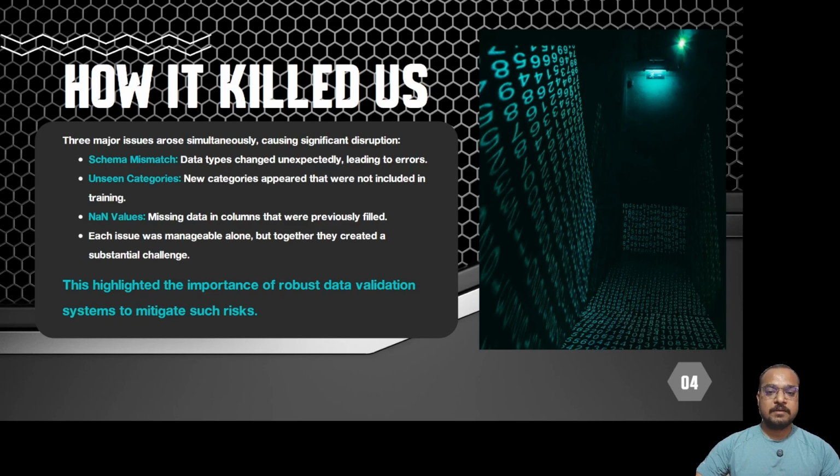Production data had missing values in columns that were always populated in training. The model had never learned to handle nulls because it had never seen one. Each issue alone would have been manageable, but all three together in a live system with business decisions depending on the output, that was the real shock.